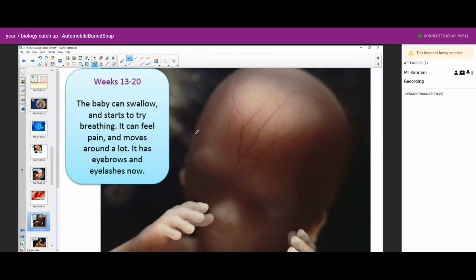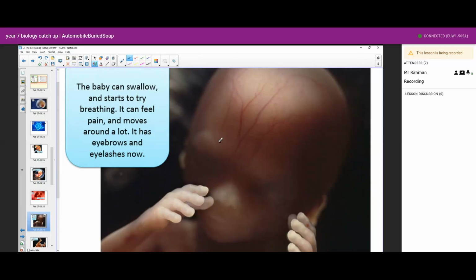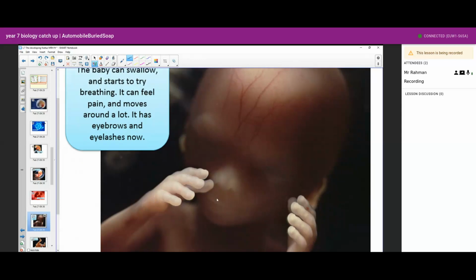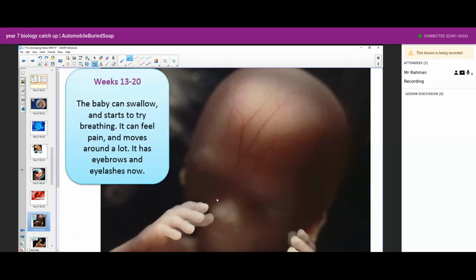It has eyebrows and eyelashes now, so you can see the eyebrows start to form. Its facial features have clearly formed, so you can see the nose, see the mouth and lips. The finger is very clearly formed now, so now it's looking more and more like the human being after it's born.